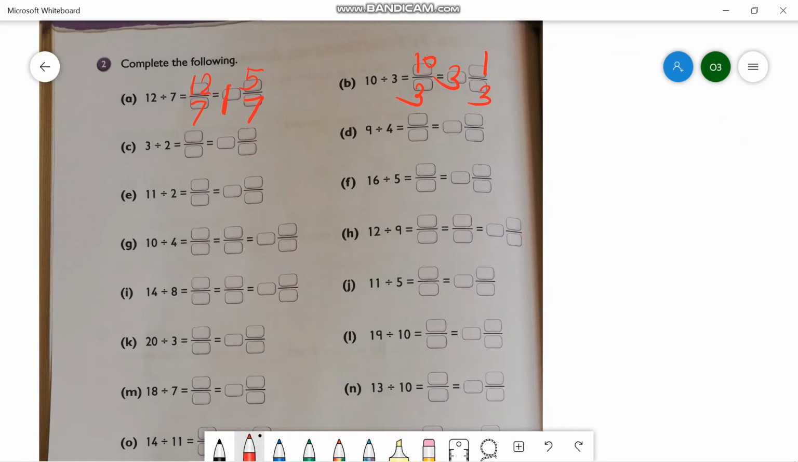So 3 divided by 2. 3 divided by 2, we can express that as 3 over 2. So again, it is an improper fraction. So we have to divide 3 by 2.